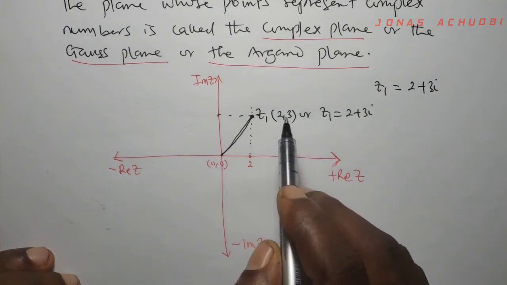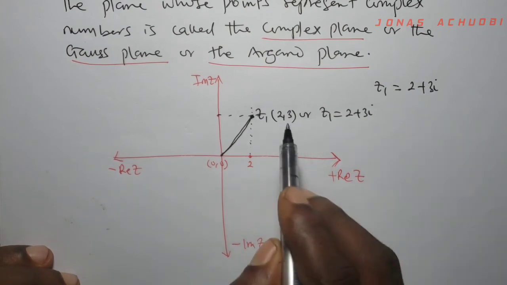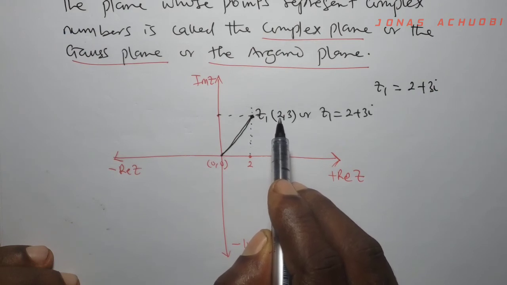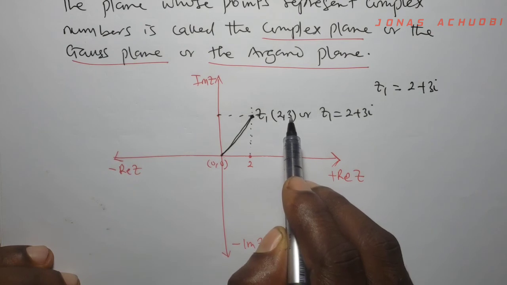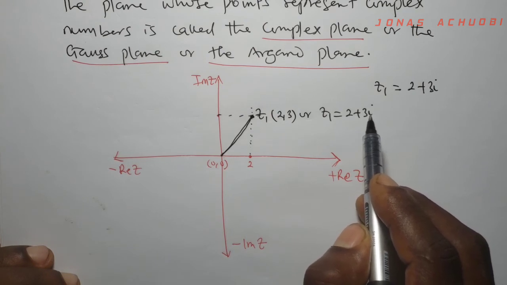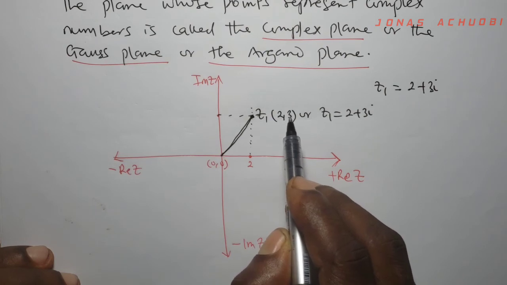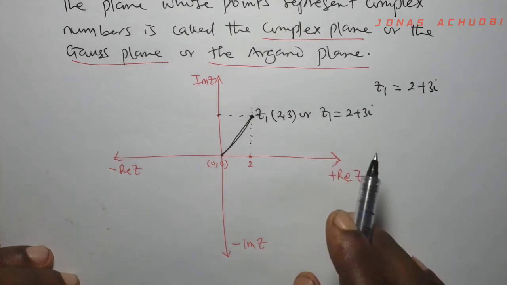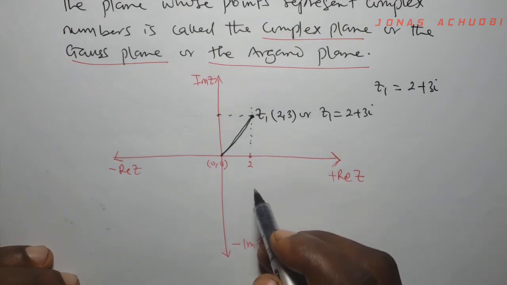Now take note of this notation. We can also write z1 as (2, 3), what we call an ordered pair. This pair is called an ordered pair in the sense that the first value in this pair must be the real part of the complex number, and the second value must be the imaginary part. That is to say, if you write this as (3, 2), then you are wrong, because (3, 2) would mean that the complex number z has real part 3 and imaginary part 2, and that is not correct. So this complex number z has been located on the Argand plane, the Gauss plane, or the complex plane.